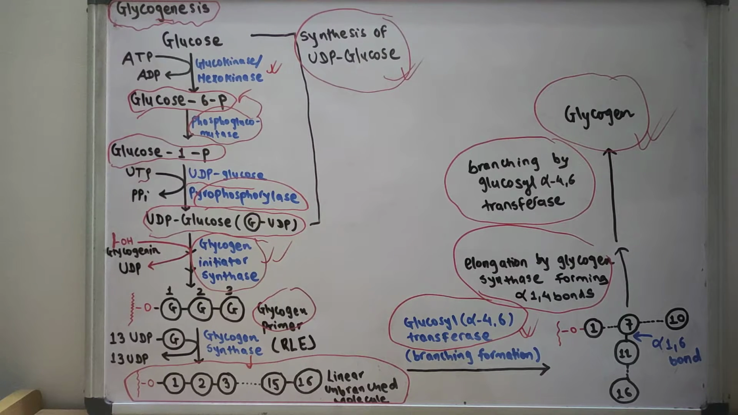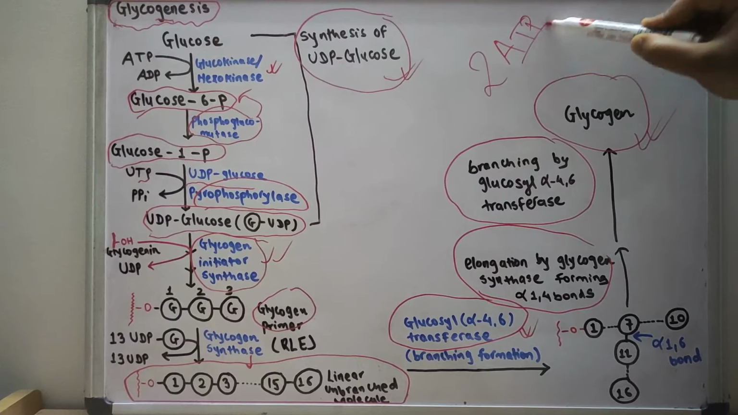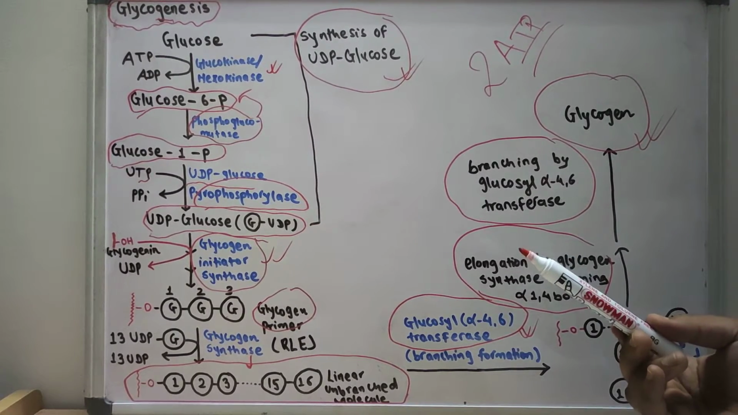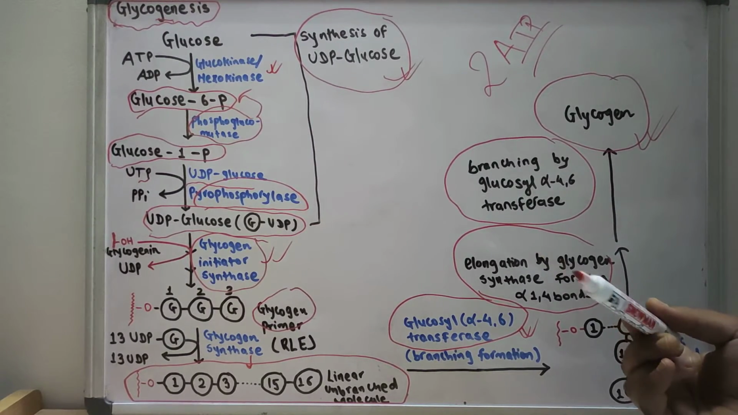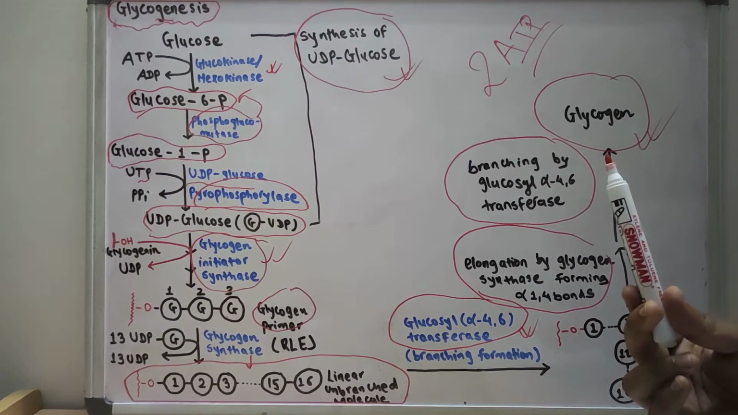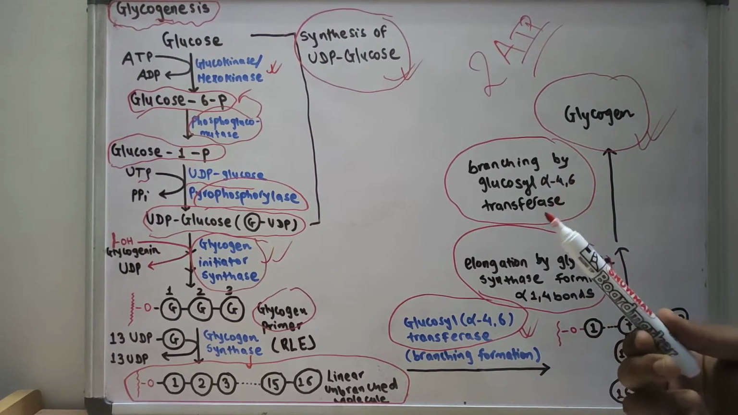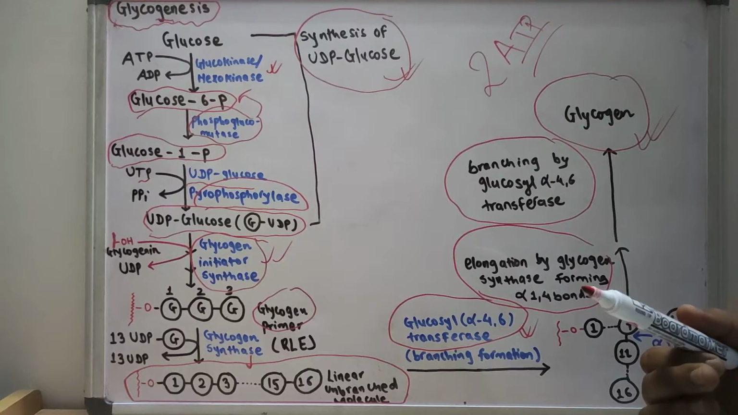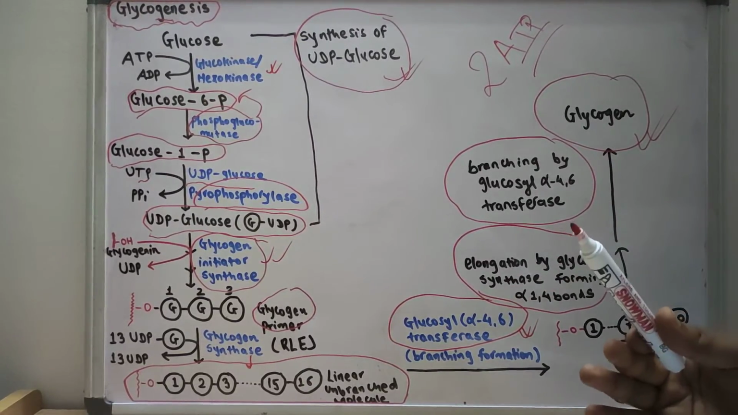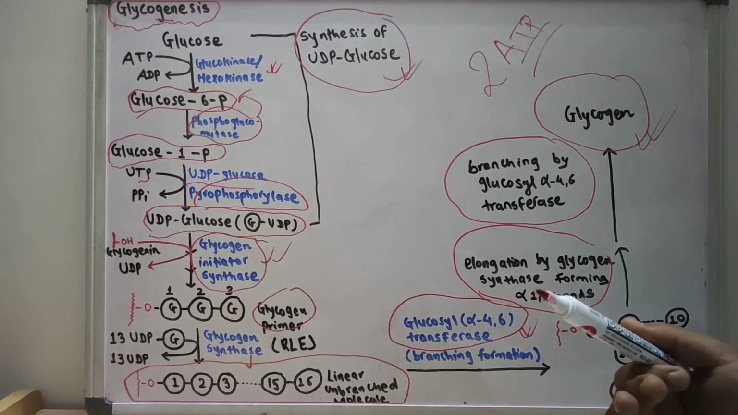And you have to know that in glycogen synthesis, 2 ATP are utilized. 1 ATP is required for the phosphorylation of glucose, and 1 ATP is required for the conversion of UDP to UTP. So these are the two places where ATP is consumed. I hope you understood the various steps of formation of glycogen.